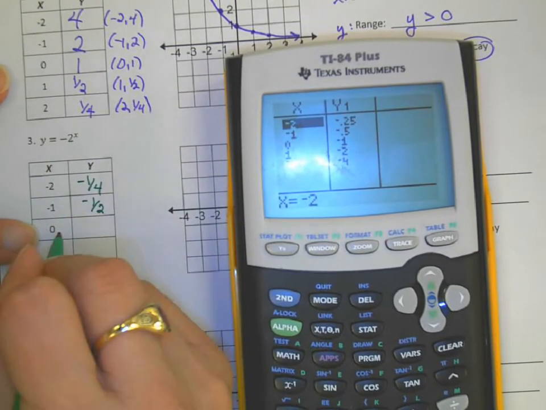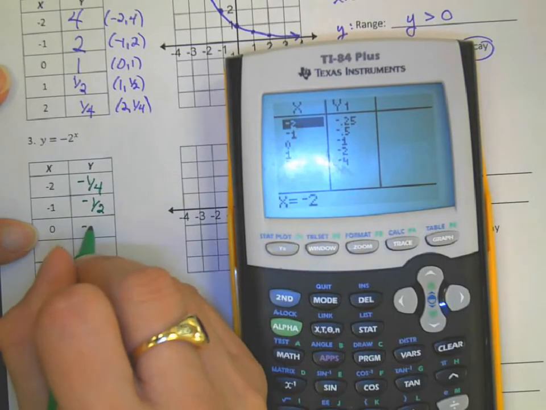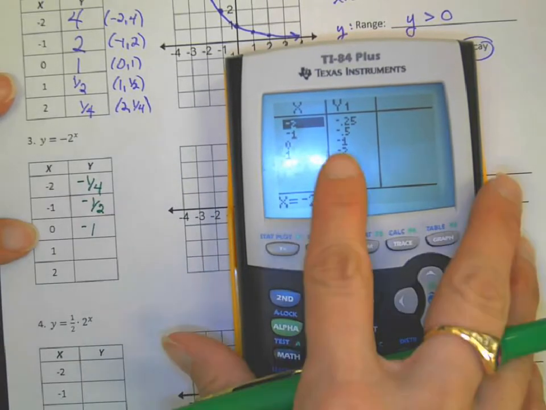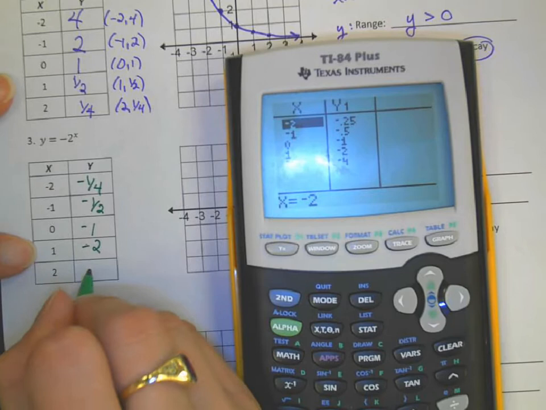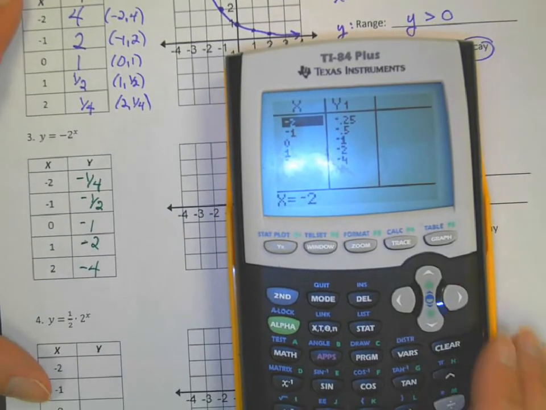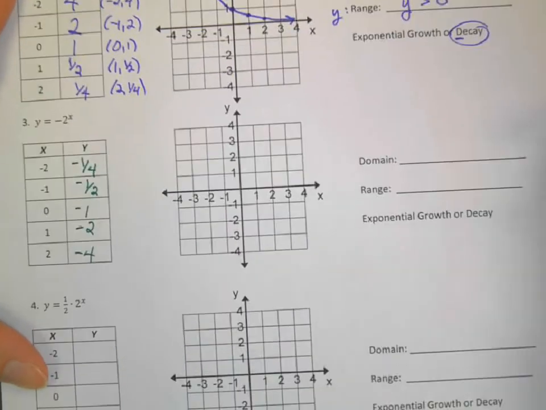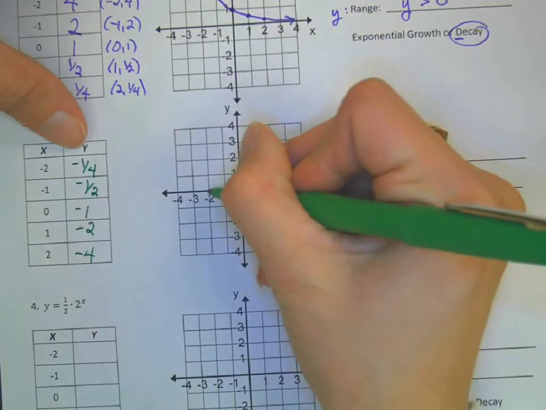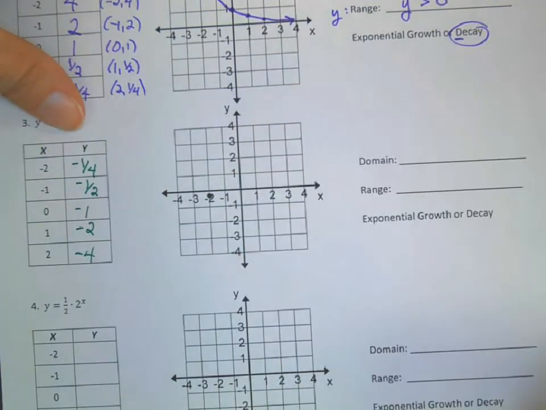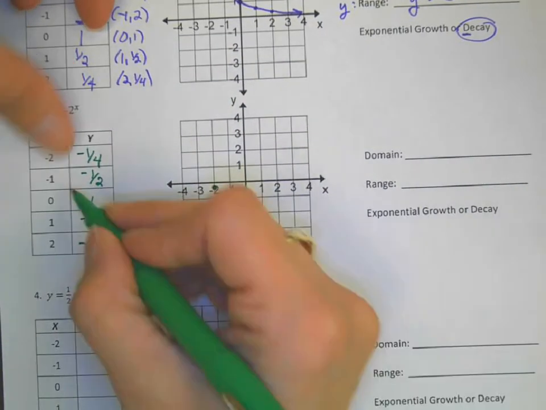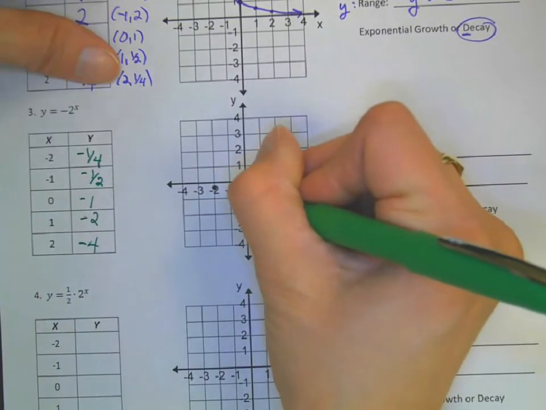0 gets negative 1. Look at that, because there was a negative sign. Negative 2, negative 4. So we have some negatives here. Okay, let's go graph these points. Negative 2, negative 1/4 is right there. Negative 1, negative 1/2 gets to the middle of the box.